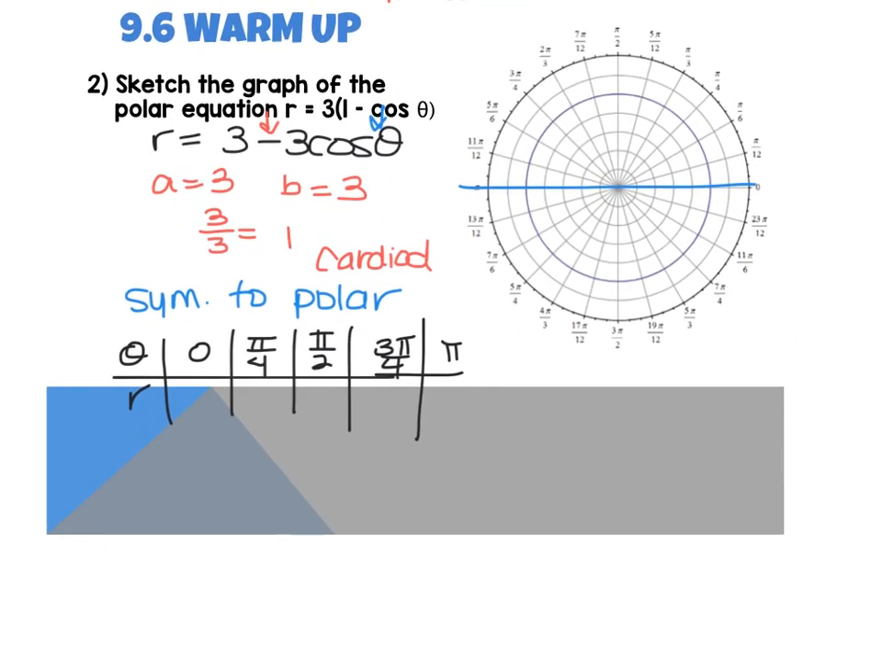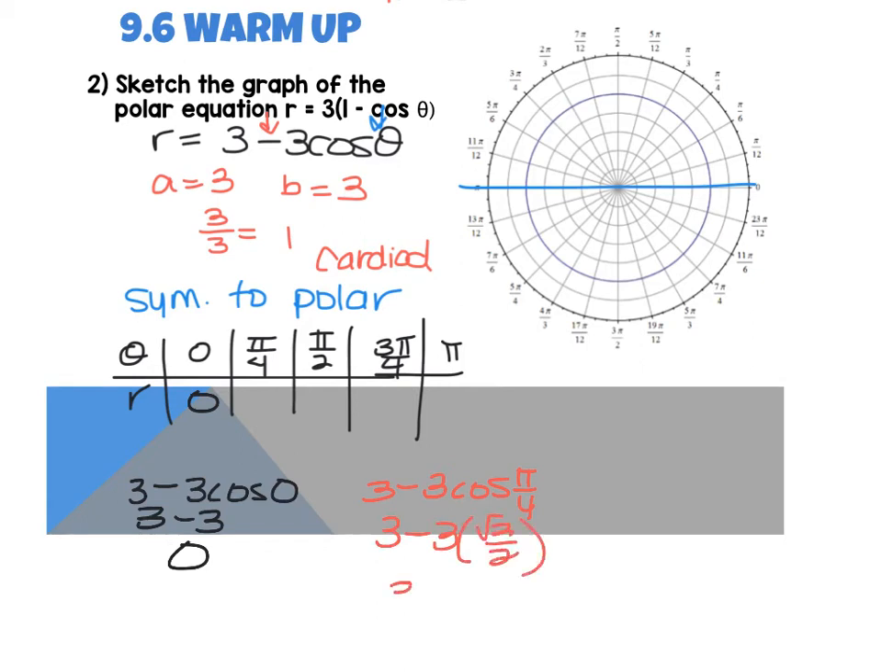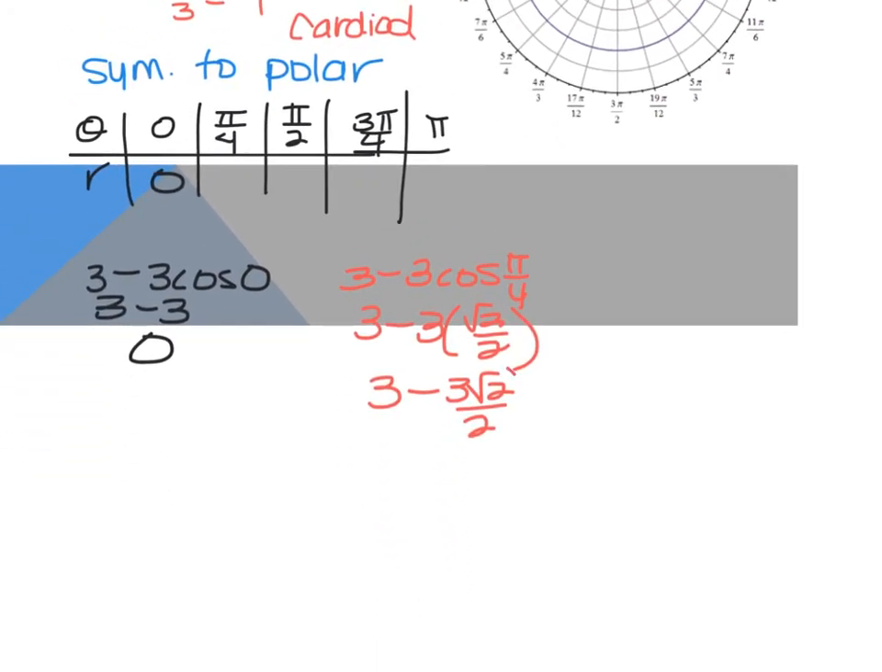So if I plug in 0, I get 3 minus 3 cosine of 0. Cosine of 0 is 1. 3 minus 3 is 0. Then 3 minus 3 cosine pi over 4, which is 3 minus 3 times root 2 over 2. I'm going to approximate that. So we said that this is like 1.2. That would be 3 times 1.2 over 2, 3.6 divided by 2, 1.8. So we're saying this is 3 minus 1.8. I know I did that fast, but I just approximated that value.